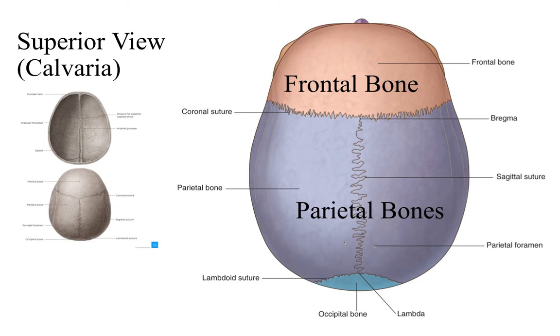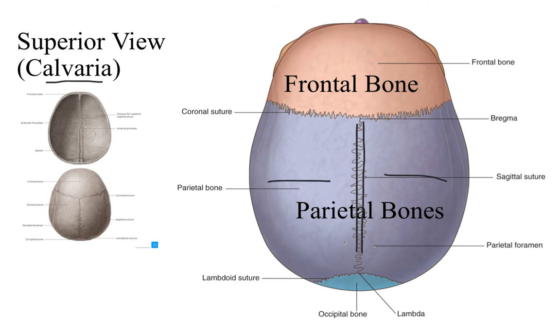Looking from a superior view, what we call the skull cap or the calvaria. So the skull cap, when you usually see skulls in a laboratory and you take off the top, that is the calvaria. And so there are 2 parietal bones, one on each side, left and right, that are connected to each other via a suture, the sagittal suture.